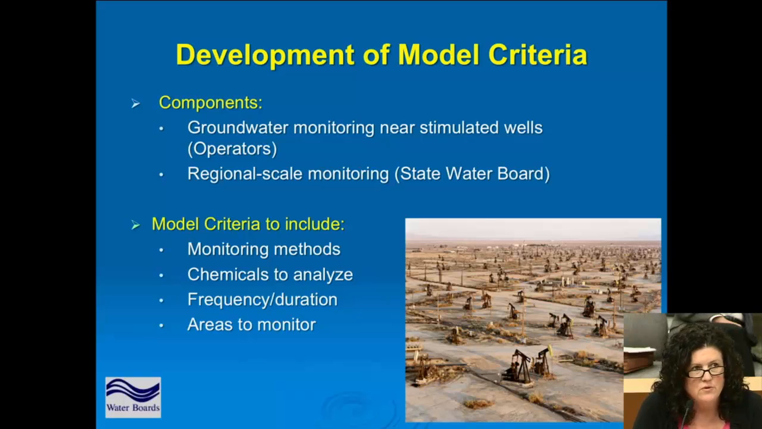As you've heard before, there are actually two main components of the model criteria: groundwater monitoring near stimulated wells that will be conducted by the operator, and the regional scale monitoring that the State Water Board will do. The model criteria is going to include monitoring methods, chemicals to analyze, frequency and duration, and areas to monitor.